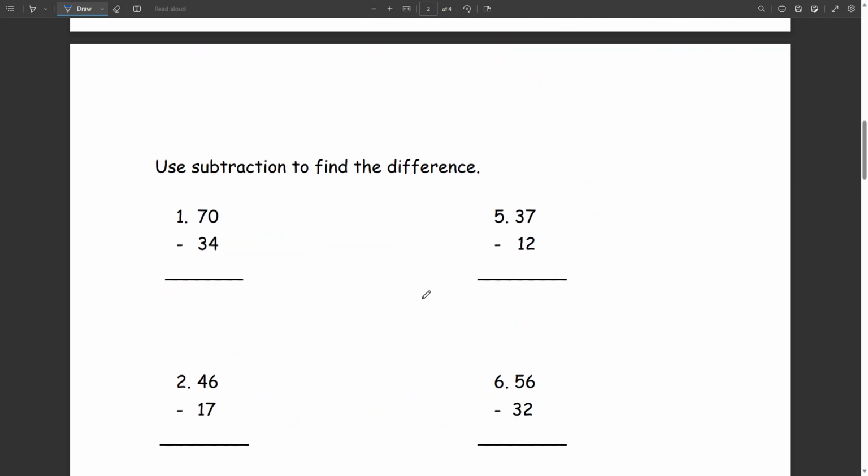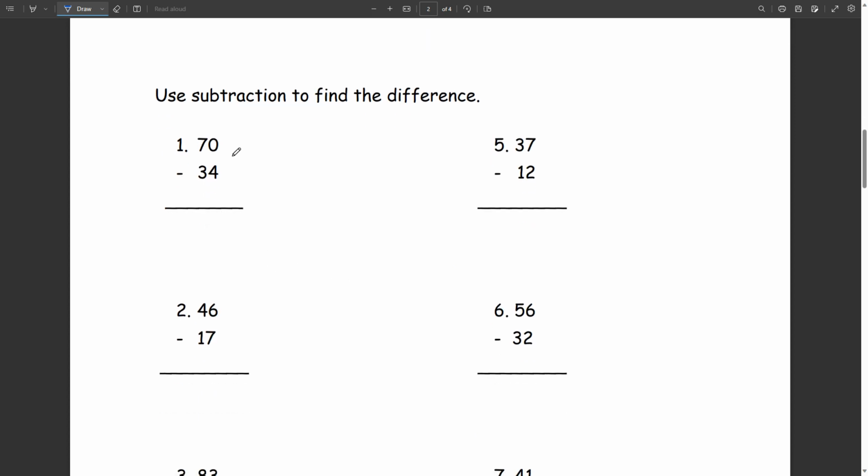Next page, it says use subtraction to find the difference. So 70 minus 34. Right? So 0 can't go into 4, so we need to take away 1 from the 7. So we'll do 1, and now it turns into 6. Right? And then we add 10 to the 0, which becomes 10. Now we do 10 minus 4. 10 minus 4 equals 6. 6 minus 3 equals 3. And we get our answer 36.